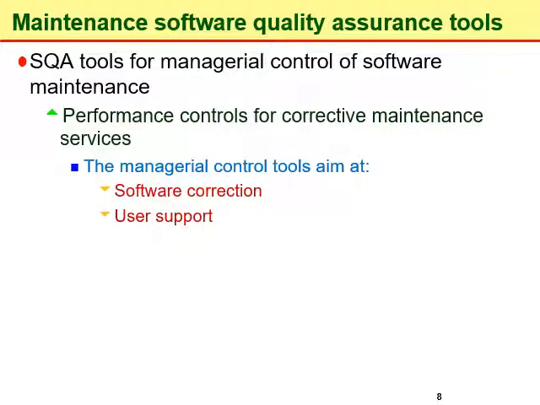So first we discuss performance control for corrective maintenance services. Managerial performance controls for corrective maintenance services differ when applied to software correction, for example, failure repair services, and to user support services. The managerial control tools, besides periodic performance information and alarms for management attention, aim at software correction and providing user support through increased resource utilization.